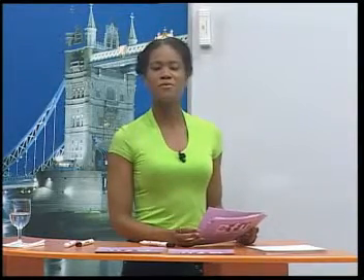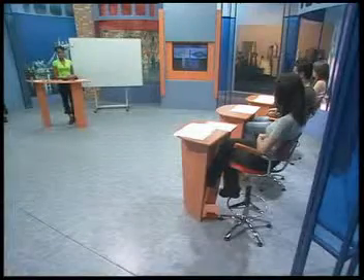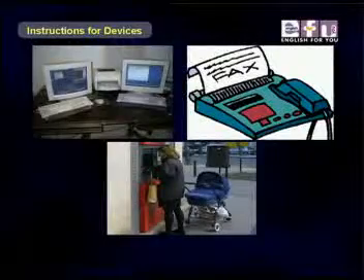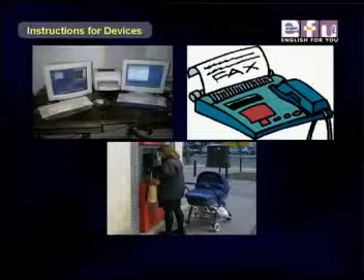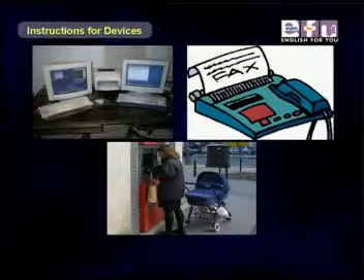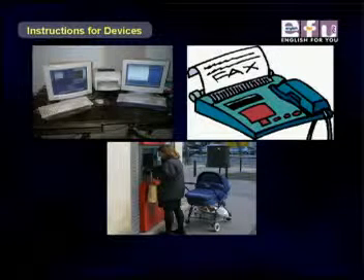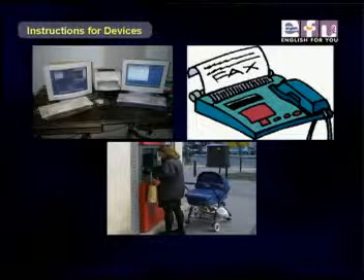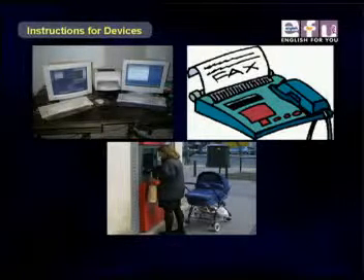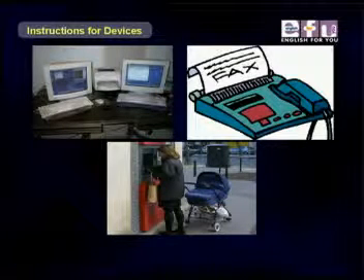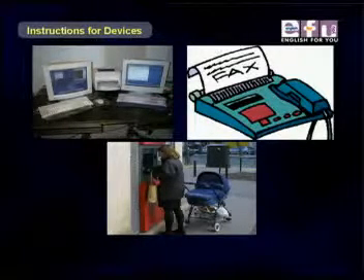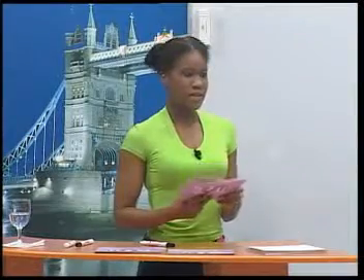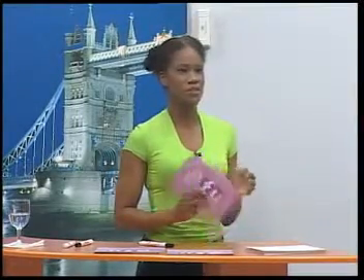Now, let's listen to instructions for one of the machines we just looked at. You decide if the instructions are for a computer, an ATM, or a fax machine. Please listen. First, plug the machine into a power outlet. Then, connect it to a telephone line. Third, turn it on. After that, click on the program you want to use. Next, do your work. Then, save your work. When you finish, click the Start button and choose Shutdown. Finally, turn it off.